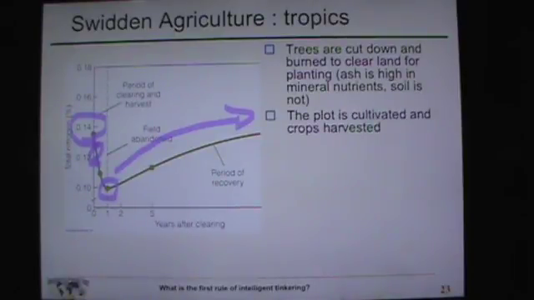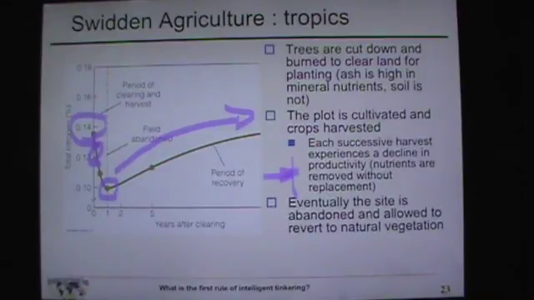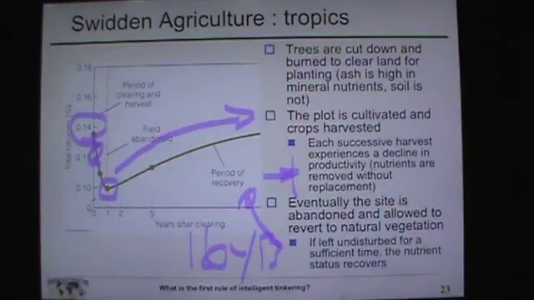The plot is cultivated and the crops are harvested. Each successive harvest experiences decline in productivity. The nutrients are removed as you go along. Eventually that site is abandoned, allowed to revert back to its natural vegetation. It takes about, I think, 16 years for that to happen. Left undisturbed for sufficient time, nutrient status recovers.